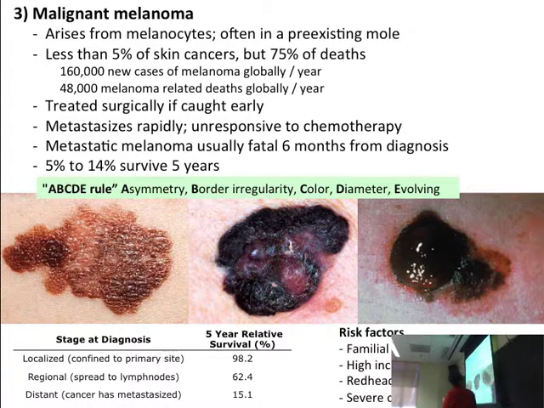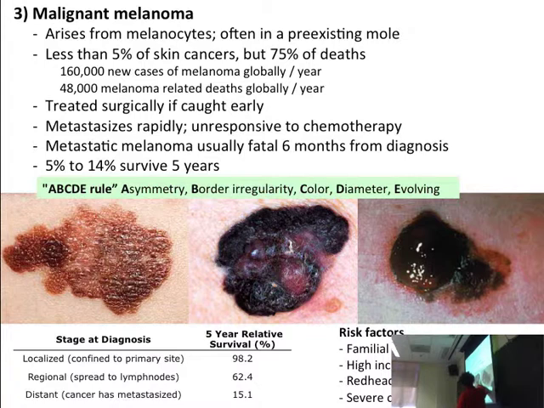If you get past stage 1, it's very hard to survive this stuff. It's only 5% of the skin cancers, but 75% of the deaths. So the ABCDE rule: is it asymmetric? Okay, that is definitely asymmetric. Is there border irregularity? There's certainly some border irregularity there. What kind of color is it?